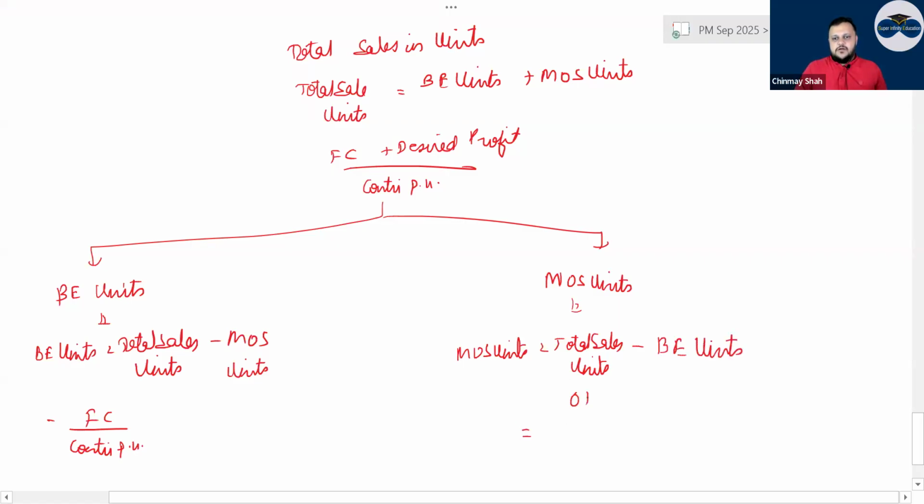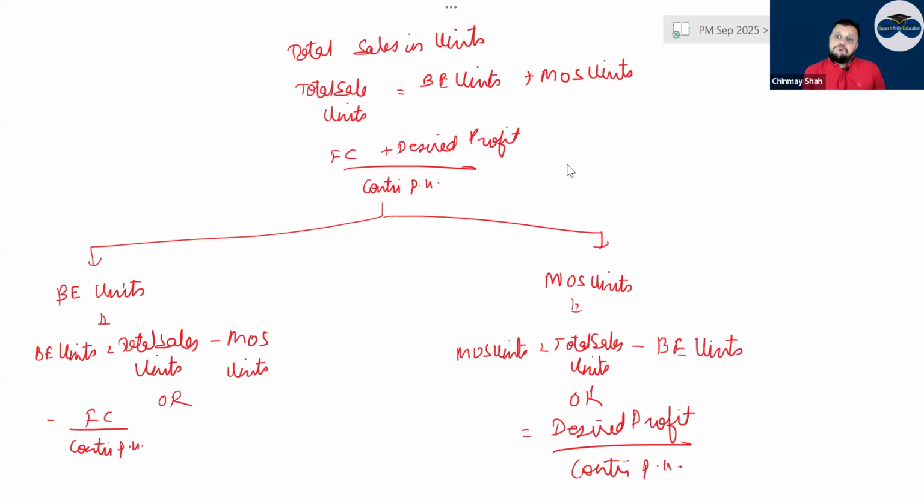And last, what is the formula? Desired profit divided by contribution per unit, is equal to what? Tell me.